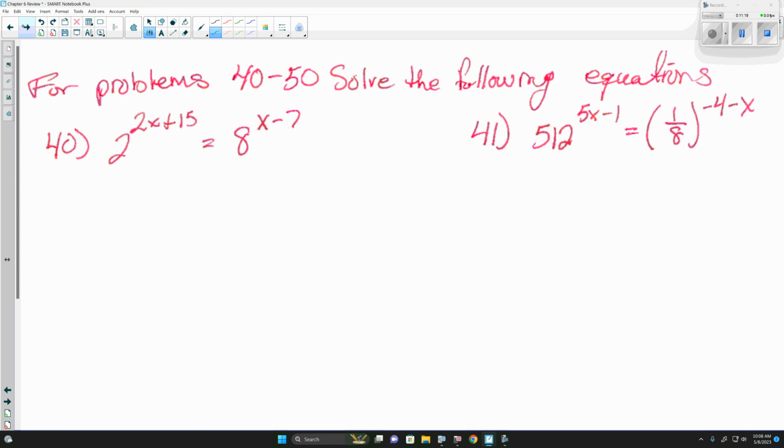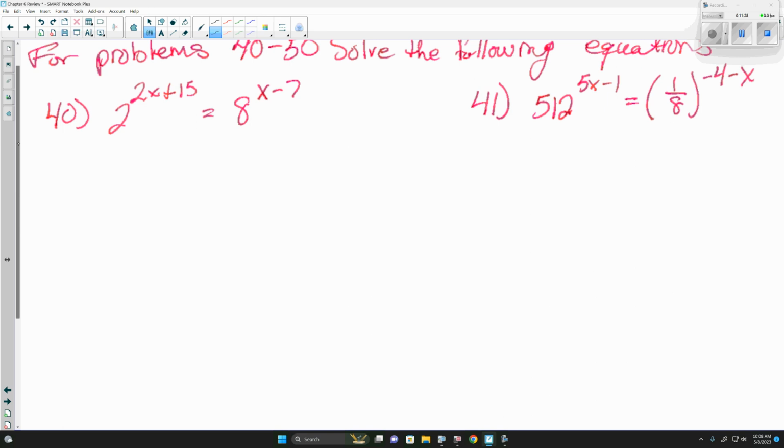Which one do we want to look at first? 40 or 41? 40. Whenever we look at these here, there's different ways to approach them. But the main thing is seeing if we can get the bases to be the same. Because the only ones that we have covered where we have variables in two exponents is if the bases can be the same.